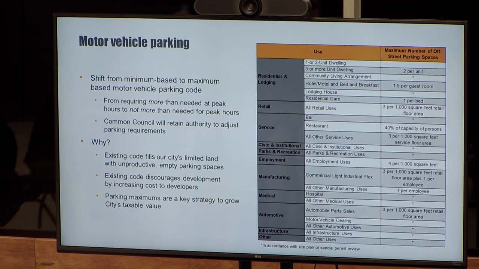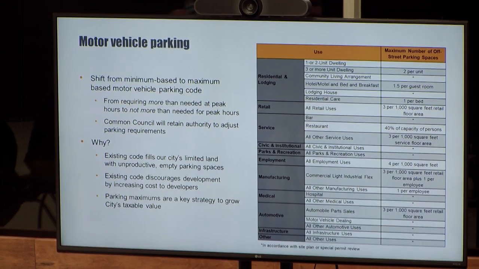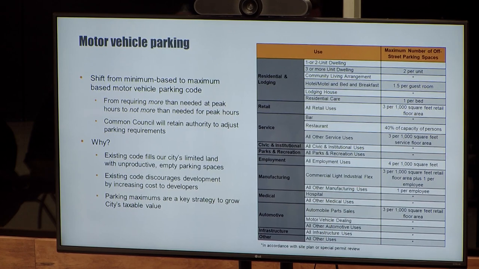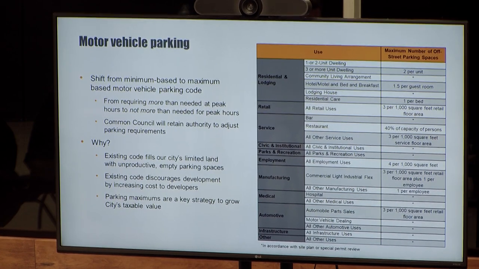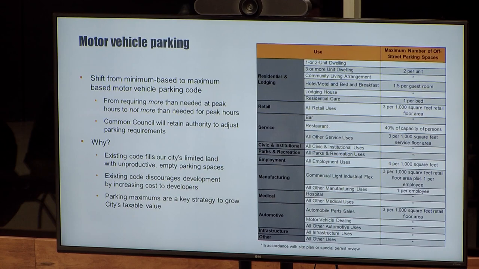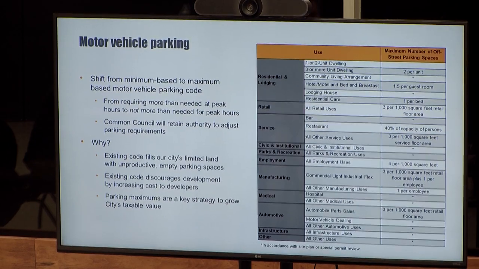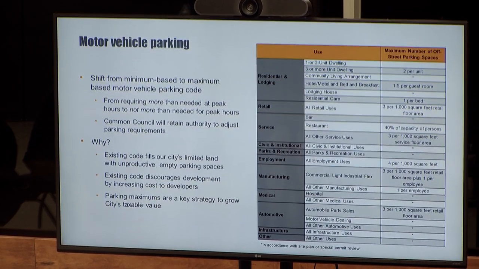That's why we have Highway 100 with huge parking lots everywhere. It's filling our city's land with unproductive space, which lowers our taxable value. It also discourages development by increasing the cost to developers. So this is a key strategy that we think will help build the city's taxable value and promote redevelopment along corridors like Highway 100. Common Council would still have the authority to adjust parking requirements like you do right now, so if there is a special case, we can still be flexible.